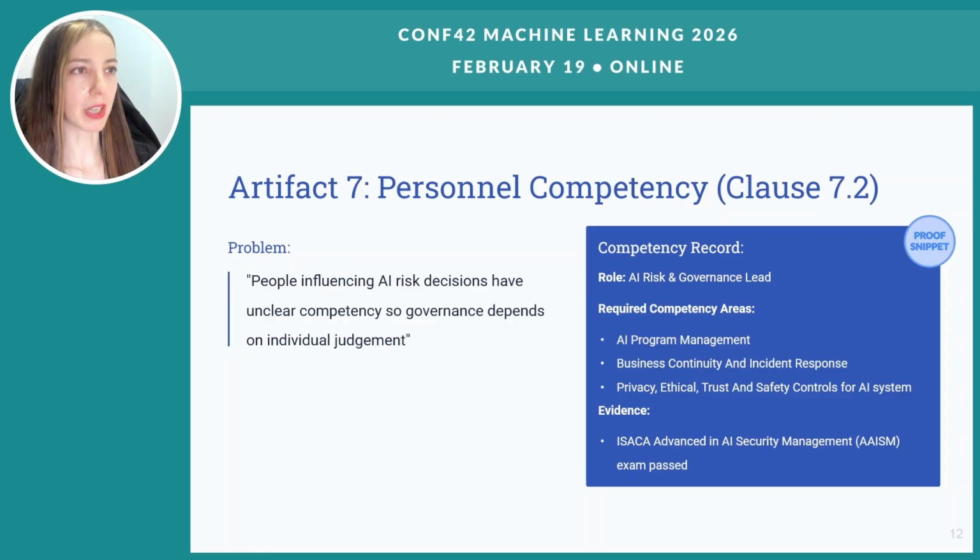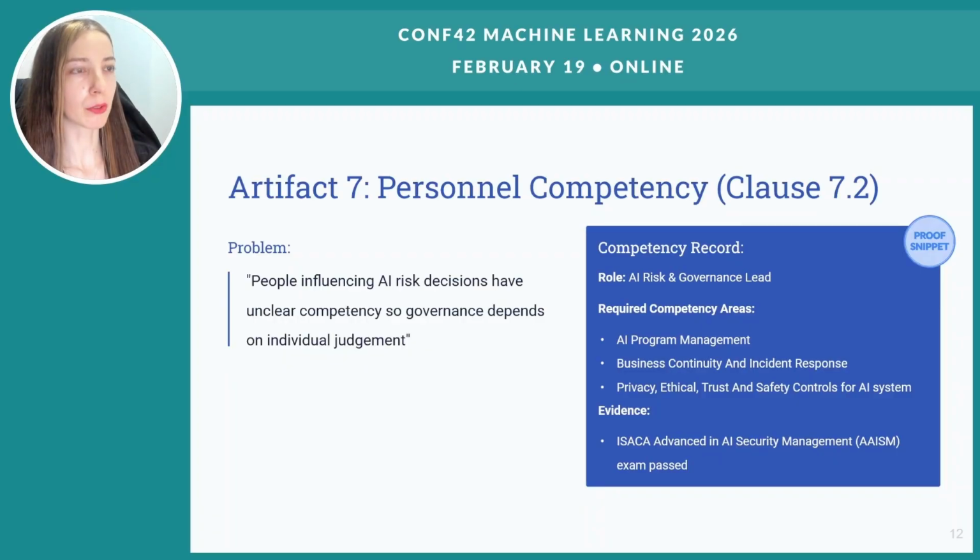We're in clause 7 now, support, and more precisely 7.2, artifact on personnel competency. Personnel competency is one of those artifacts that could sound administrative and preachy, but in practice, it directly addresses risk at the human layer. The core idea is simple. People operating AI systems need competence that matches the risk they influence. And that does not mean everyone becomes a security expert. It means role-appropriate awareness is intentional and documented.